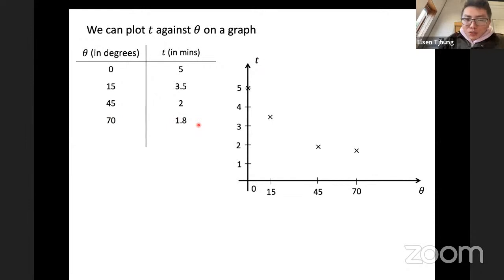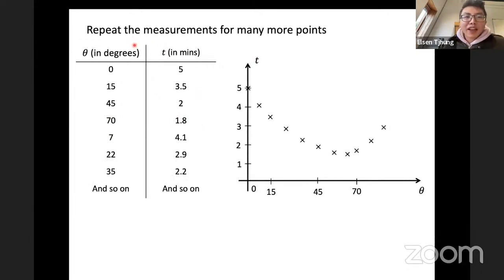And then, of course, we can repeat the experiment and repeat the measurement to have a lot more points like this. So you have a lot more data on the graph. We ask the athlete to rest, recover, and then do the race all over again with a different angle theta. And then we can plot the graph of the total time that the athlete took to finish the course against the turning angle theta.